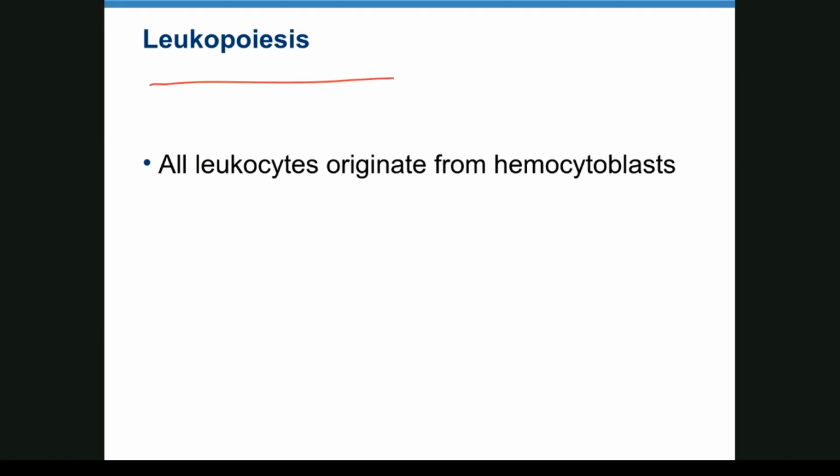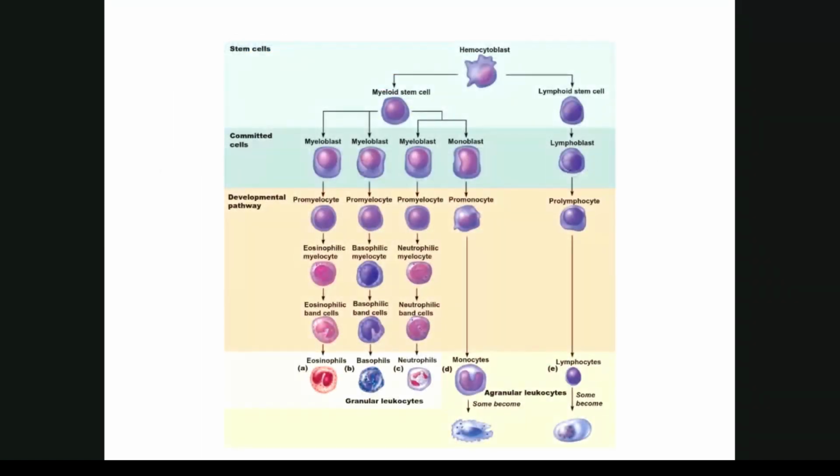Leukopoiesis means making white blood cells. So we go back to our old friend, the hemocytoblast, stem cell, and it divides into myeloid stem cells and lymphoid stem cells. Lymphoid stem cells of the white blood cell factory only go to lymphocytes. All the other white blood cells come from the myeloid strain here, the myeloid clone. So eosinophils, basophils, neutrophils, and monocytes all come from myeloid stem cells.